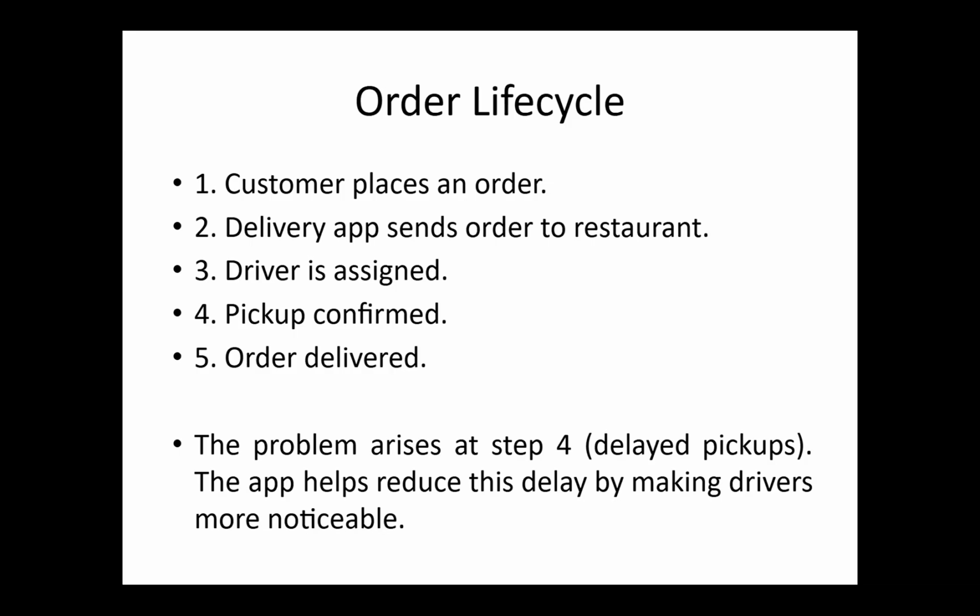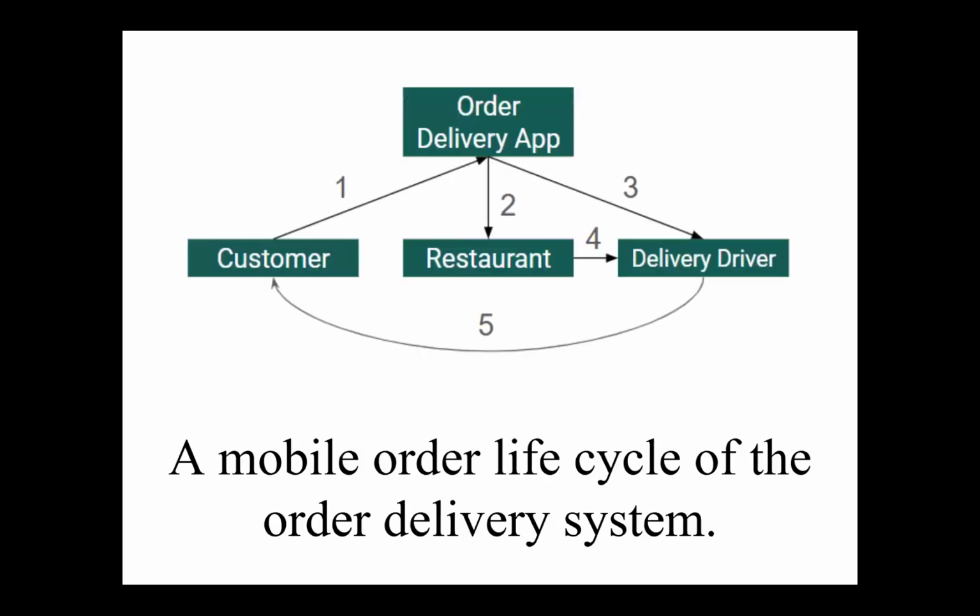There are some metrics describing why or how those pickups are late on the customer side. And this app helps reduce this delay by making drivers more noticeable. According to this chart, we have 5 steps. We have the customer, the restaurant, the delivery driver, and the delivery app over here that's taking place and having an effect on this order lifetime.